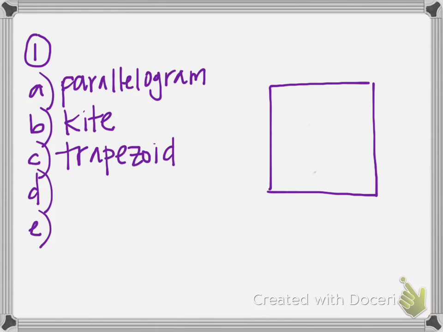In part D, we have a quadrilateral whose diagonals are perpendicular, congruent, and bisect each other. So they're perpendicular. If they're congruent and they bisect each other, then that means all 4 of these little parts are going to be congruent. This can be none other than a square.